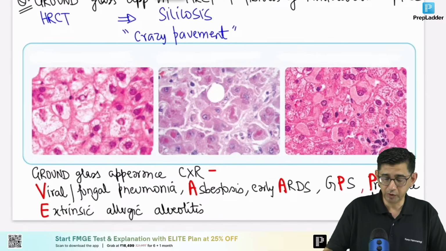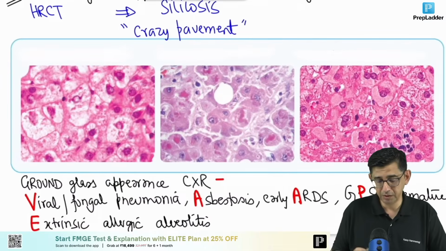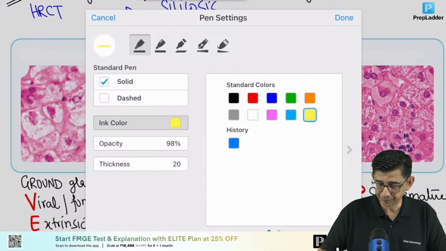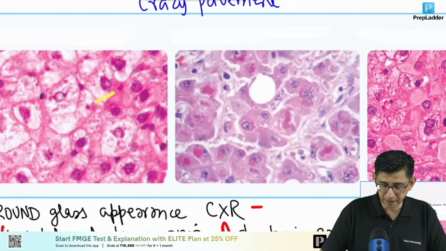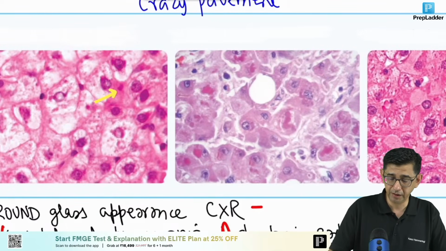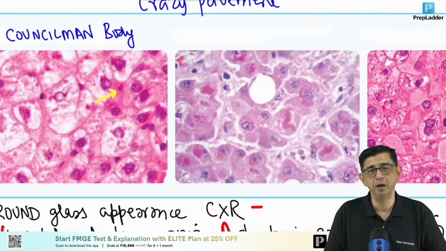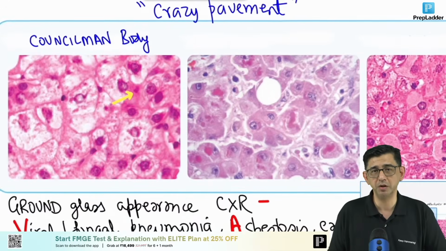The next aspect to be remembered here is the physical appearance in the slides. If you look at this slide, I'll use a yellow color. You can see this densely eosinophilic cell which is present here. This is what is technically taught to you as a Councilman body. So the first slide that you can see is an apoptotic hepatocyte. That is a Councilman body. It is going to be pink in color. It's like a hepatocyte where the nuclear condensation is going on.